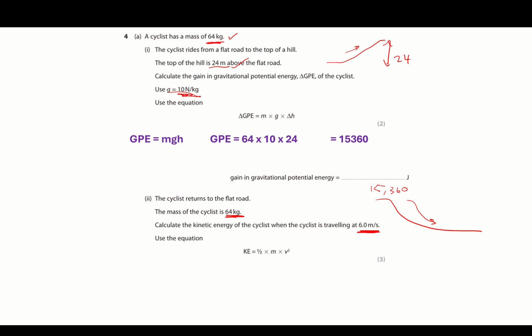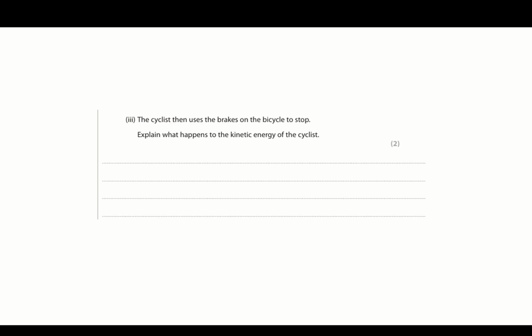Now, it tells us we can use half mv squared. So it's remembering to square that. So 6 times 6 is 36. And there's the crucial bit, and this is 0.5 to put it in a calculator. So put it all together: 0.5 times 64 times 36, 6 squared, equals 1152 joules. On to the next part.